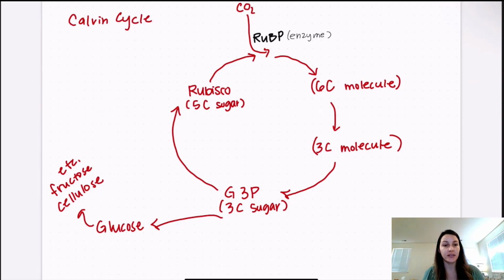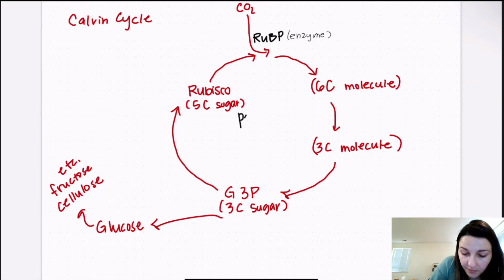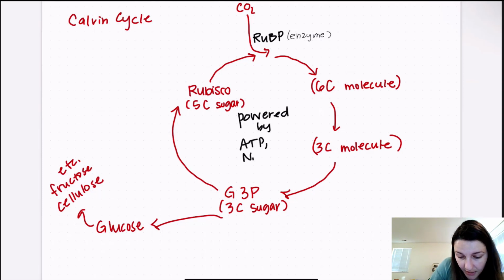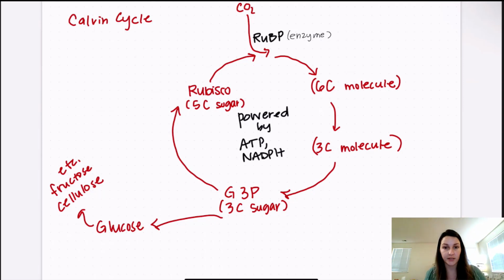The Calvin cycle is named after the person who discovered it, but this whole process involves a lot of molecules and things, and this whole thing is powered by ATP and NADPH from the light reactions. That's where we got all of this stuff.